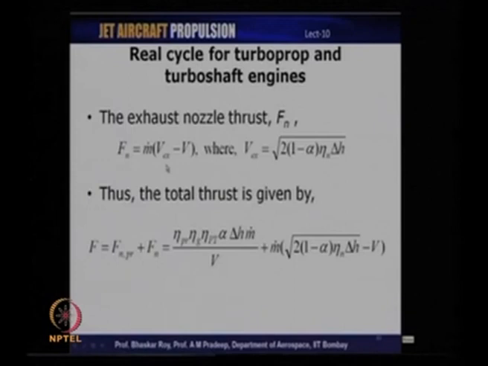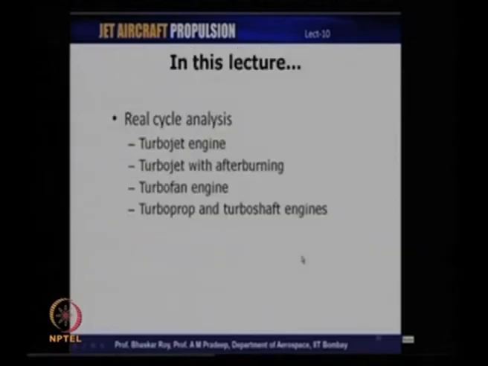Therefore, the total thrust which is developed by a turboprop, let us say, will be equal to the thrust developed by the propeller plus the nozzle thrust. In a turboshaft engine, usually the nozzle thrust will be equal to 0. So the propeller thrust is the efficiency of propeller times gearbox times power turbine into alpha times delta H into m dot by V, plus the nozzle thrust, that is m dot into square root of 2 into 1 minus alpha eta n delta H minus V. So, these are the two thrust terms which are associated with a turboprop or a turboshaft engine.